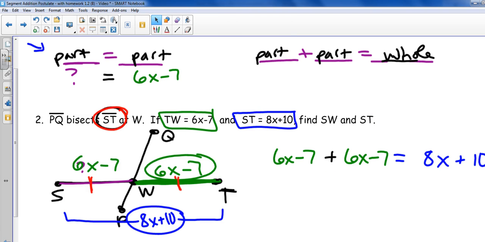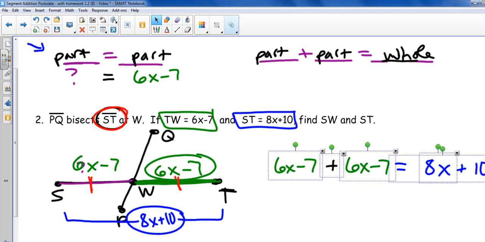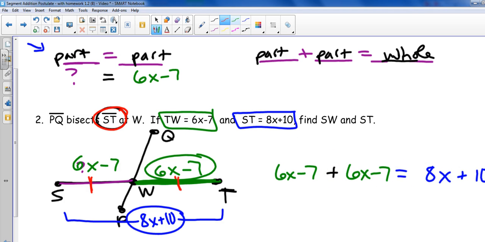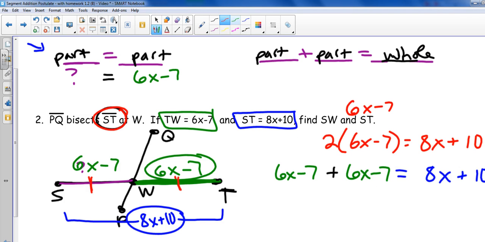Just a real quick note, you could have set this up slightly differently. If you were thinking along the lines of 2 times the quantity 6x minus 7 is equal to 8x plus 10, that would have been fine. Alternatively, you could have done 6x minus 7, the one part, is equal to half of the entire quantity, 8x plus 10. Either one of those would have worked. Just make sure you're using the parentheses appropriately.